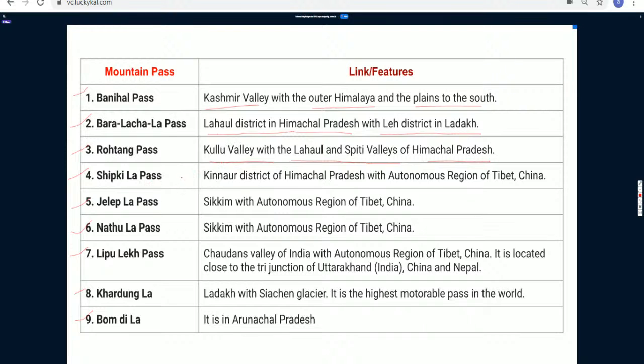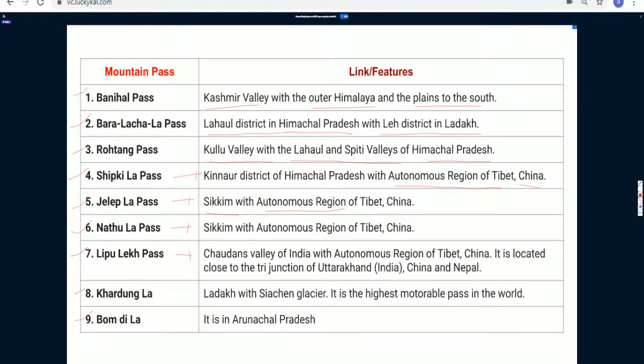Then Shipkila Pass. When we talk about Shipkila Pass, it will connect Kinnaur district of Himachal Pradesh with autonomous region of Tibet, China. Then Jelepla Pass. It connects Sikkim with autonomous region of Tibet, China. Nathula Pass, which connects Sikkim with autonomous region of Tibet, China.